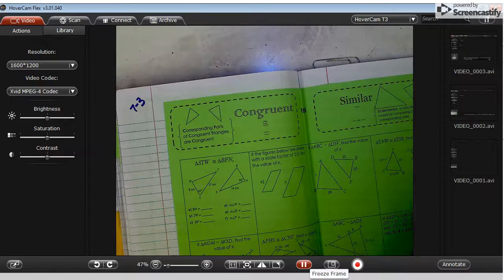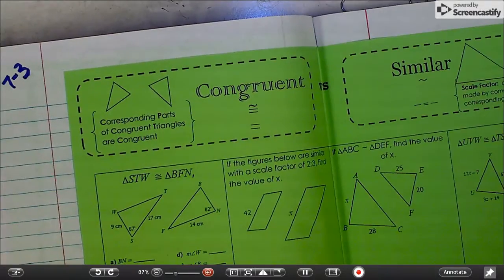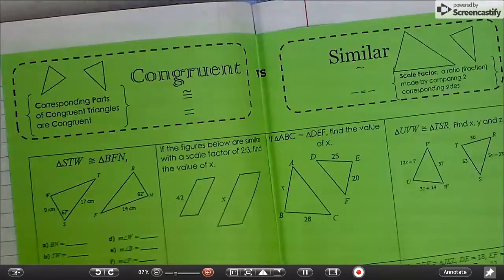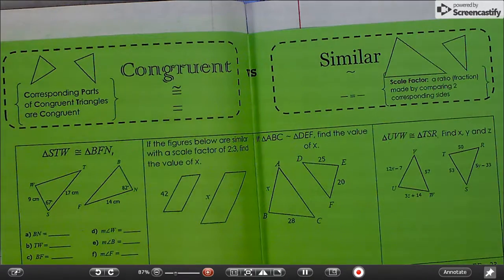Good morning. I'm going to talk to you about the difference between similar and congruent triangles and also how to tell the difference when involving algebra. So this page involves algebra with similar and congruent triangles. Later, you'll watch a video on how to prove they're similar or congruent and the ways that you do that.